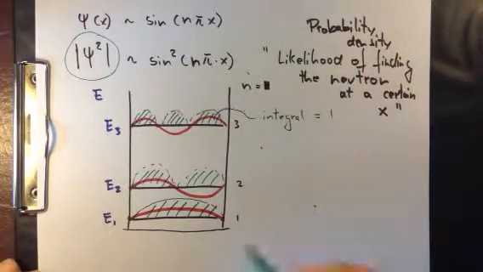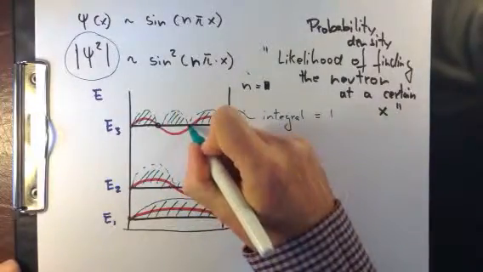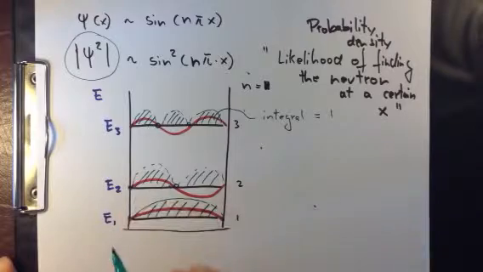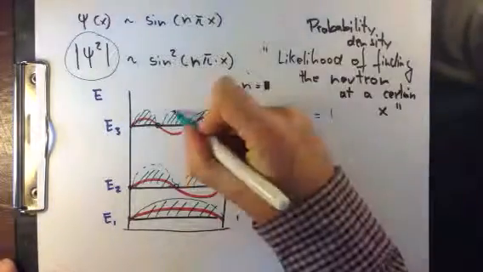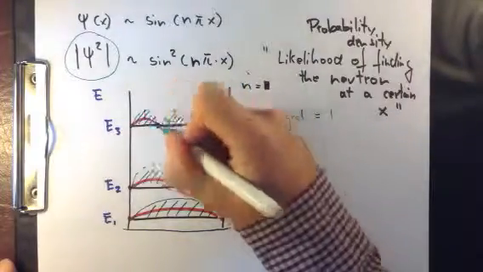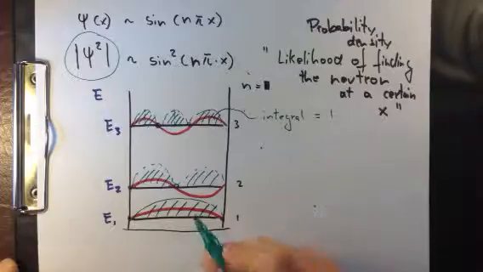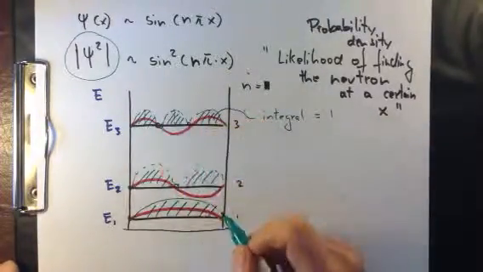This function has minima and zero intercepts, in fact at these points. And that means that the neutron is never found at those points. It's much more often found at local maxima of the probability density, but not exclusively. It can also be found in between, but not at the node.